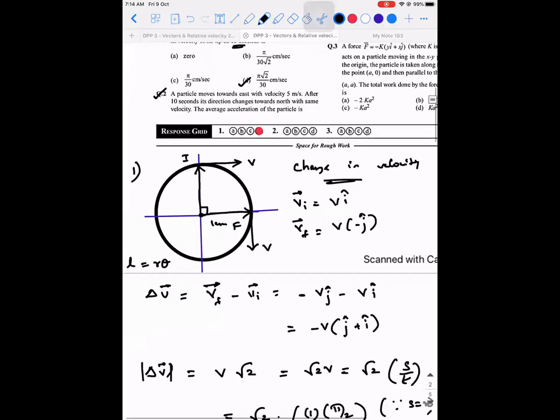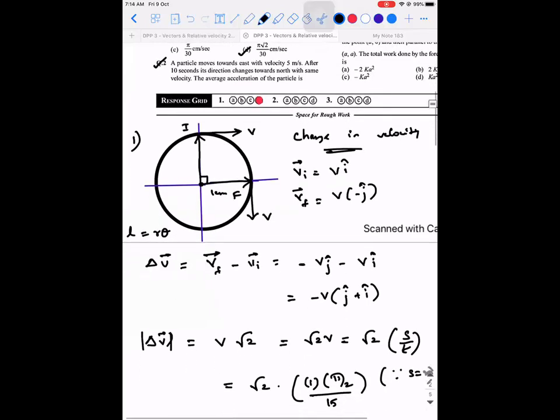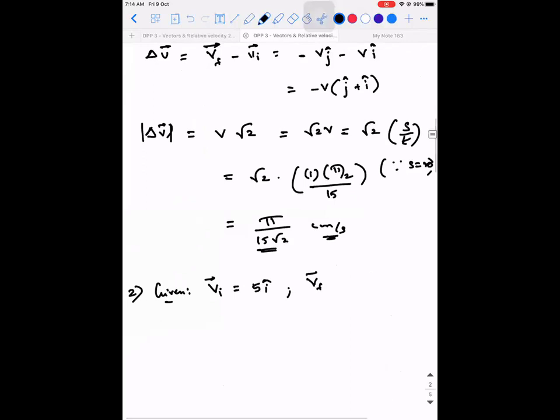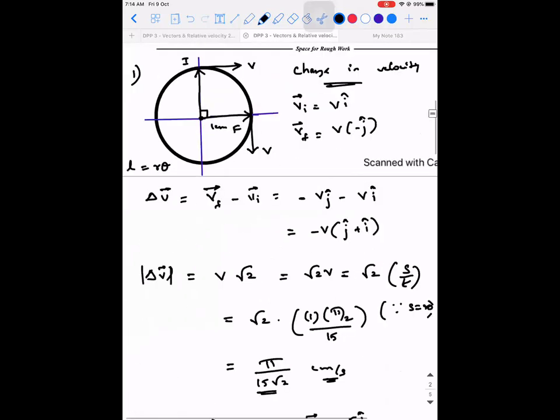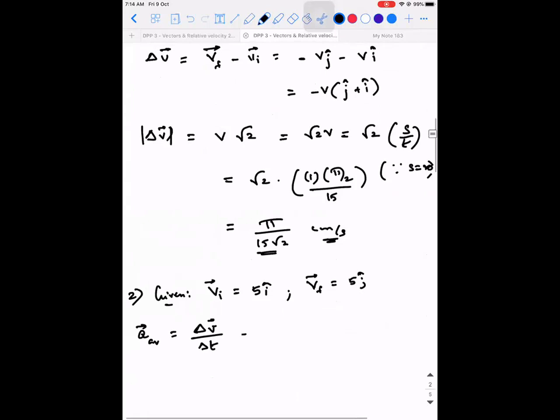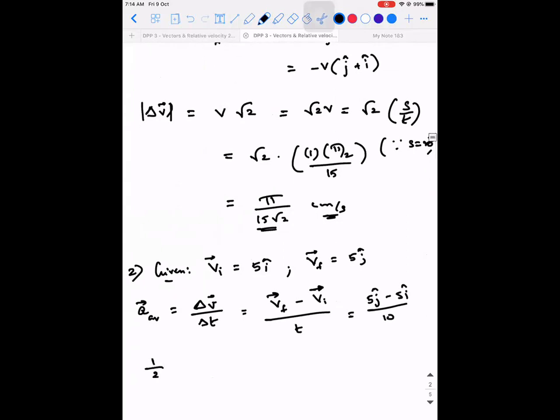After 10 seconds, its direction changes towards north with the same velocity. What is the final velocity? 5 J cap. So what are they asking? Average acceleration. Average acceleration is change in velocity with respect to time. What is the time it is taking? It is 10 seconds. So first we need to find the change in velocity, that is final velocity vector minus initial velocity vector, divided by time. So that is 5 j cap minus 5 i cap divided by 10 seconds. So 1 by 2 into j cap minus i cap.